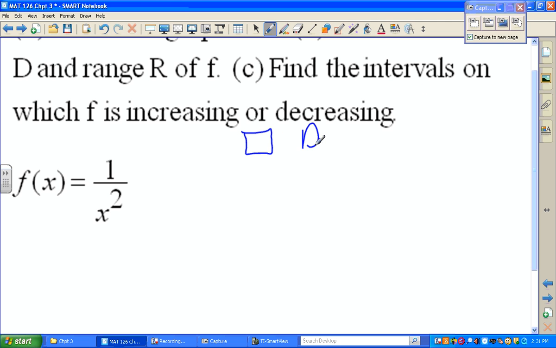What is the domain? Miss Suits, what's the domain? No. What's the domain of this one? Where do you look for the domain? Where's that? The denominator. What makes it equal to 0?